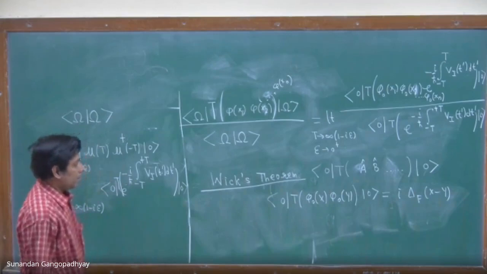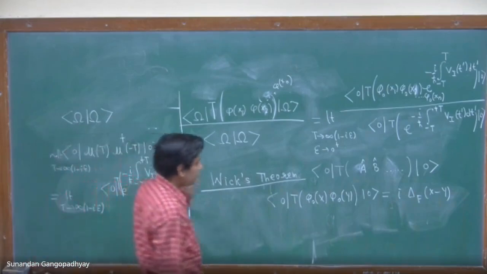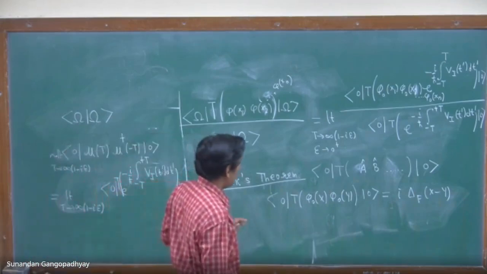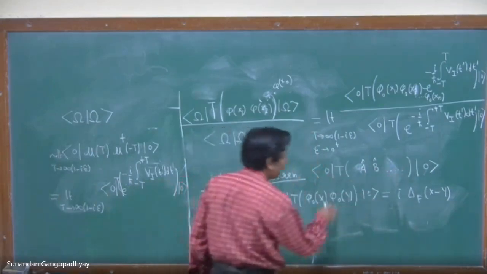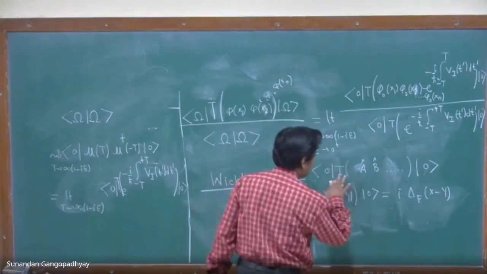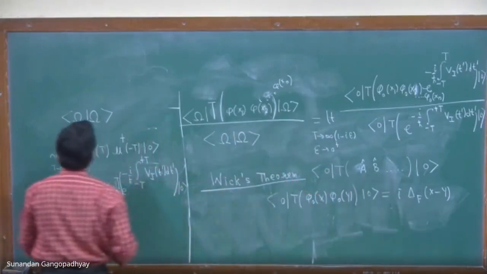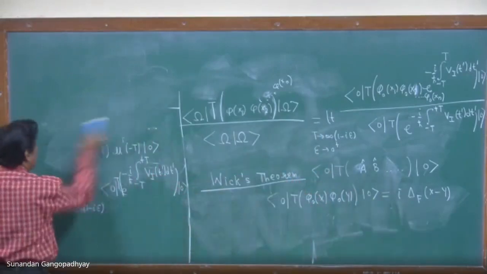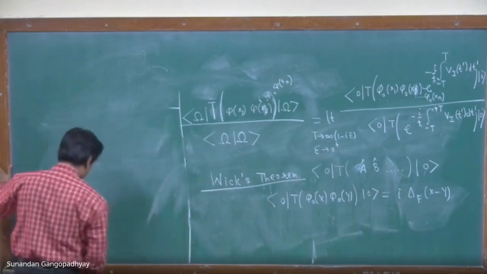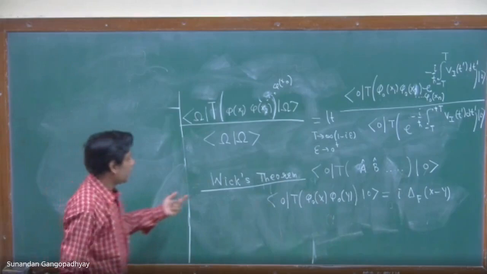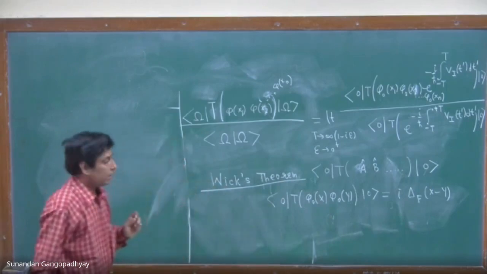So let us now see in principle how to calculate the vacuum expectation value of a time ordered product of a string of operators. And the way one does it is by making use of the theorem which is known as Wick's theorem. So let us do it.